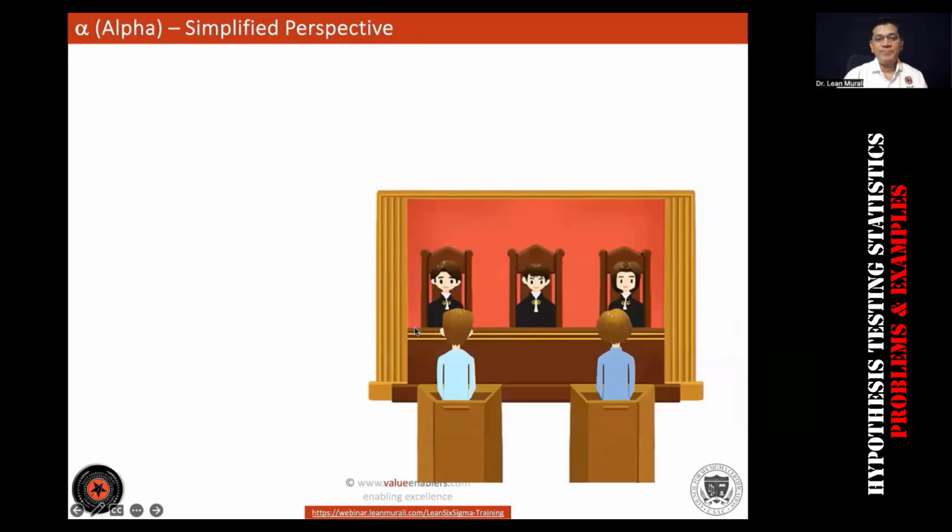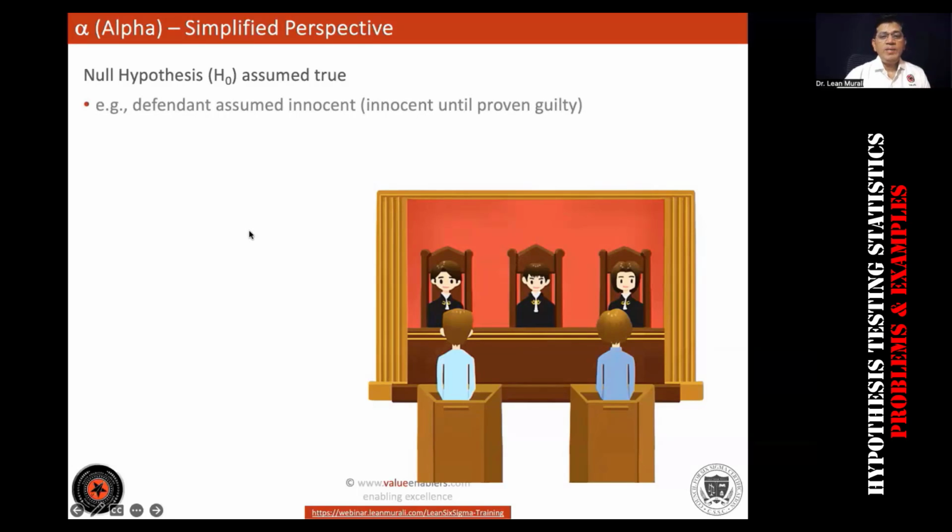Now, it's the same as this. When somebody comes to the court of law, what do we assume? We say that he is innocent. And in judgment, there is always a saying. I don't know how many of you have heard about it. He is innocent unless proven guilty. How many of you know this? Type KNOW in the chat box. If you don't know, you can type NO in the chat box.